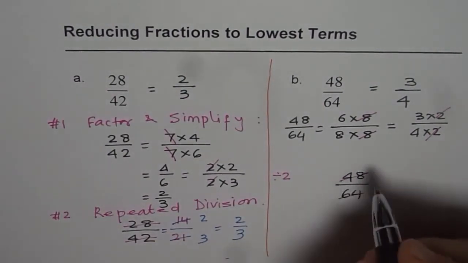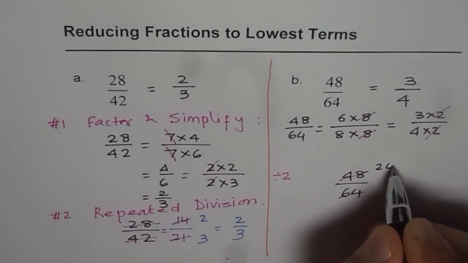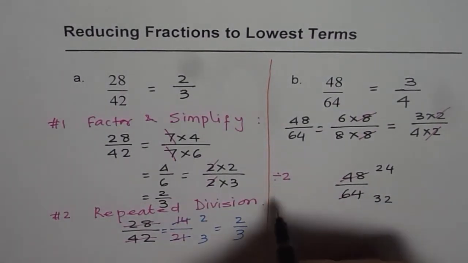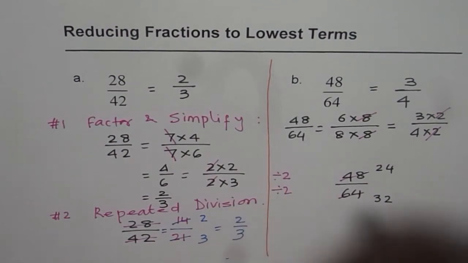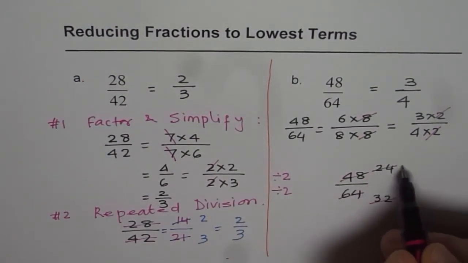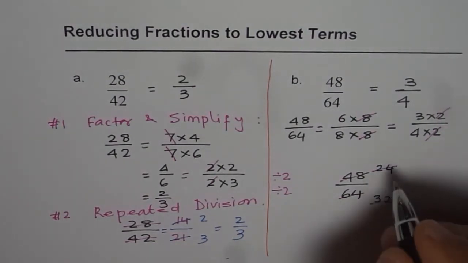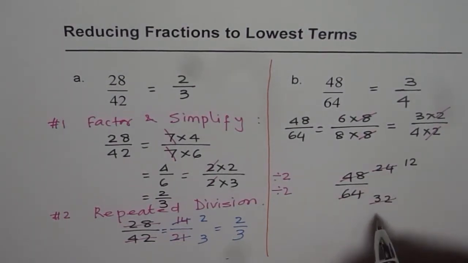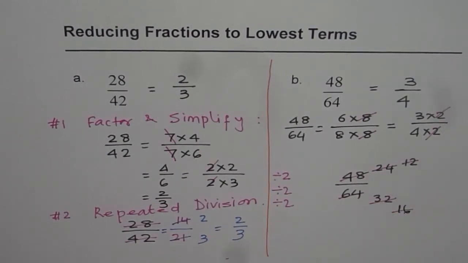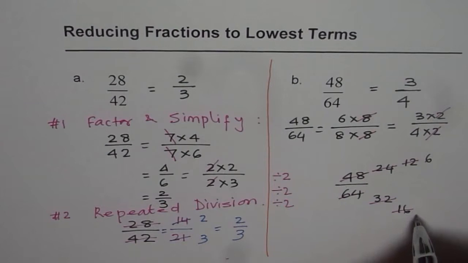So when I divide by 2, I get here 24 and 32, right? Okay. Now again, let me divide by 2, right? I'm just writing for my own convenience. Dividing by 2, I get what? I get 12. Half of 24 is 12. Half of 32 is 16. Good. We can further divide by 2. So 12 divided by 2 is 6. 16 divided by 2 is 8.